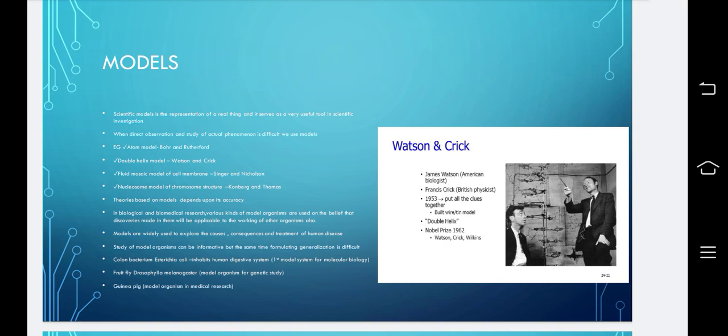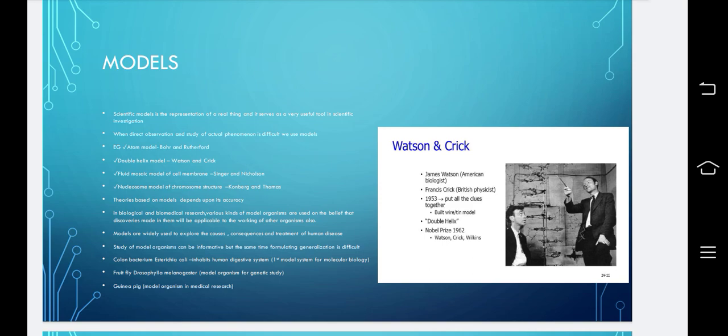There are many model organisms. The first model system for molecular biology was the colon bacterium Escherichia coli, which inhabits the human digestive system. There are a lot of models used in the area. For example, the fruit fly Drosophila melanogaster is taken as the model organism for genetic studies. The guinea pig is a well-known model organism in medical research.